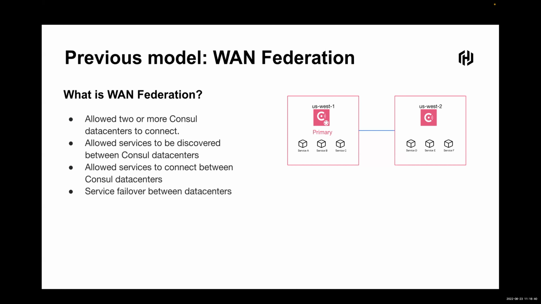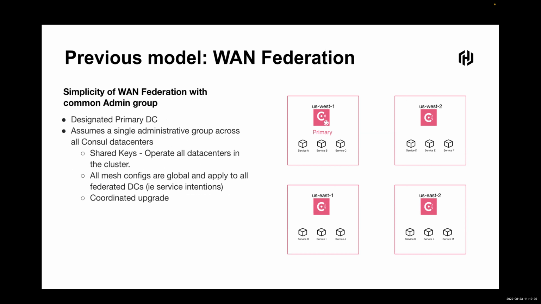So to properly explain the contrast and the reasoning for why we have this new capability, I figured we'll set the context and explain what WAN federation does, right? WAN federation, similar to cluster peering, allows you to connect multiple Consul data centers together. And when you do that, you can have services between the data centers be discovered by each other. You can also have these services connect to each other. So service A of one data center can reach service D of another data center. And on top of that, you can also do cool things like service failovers. So if a service fails in one data center, any other services that are dependent on that failed service can be rerouted to connect to a failover service that resides in a different data center. So all in all, WAN federation is great and it works well today.